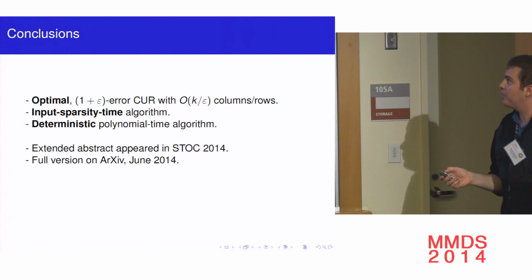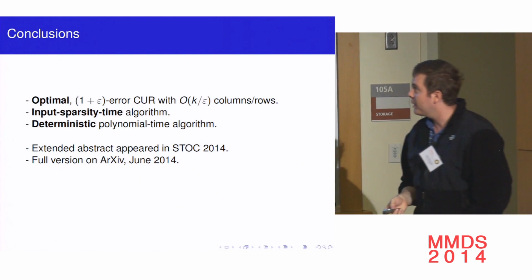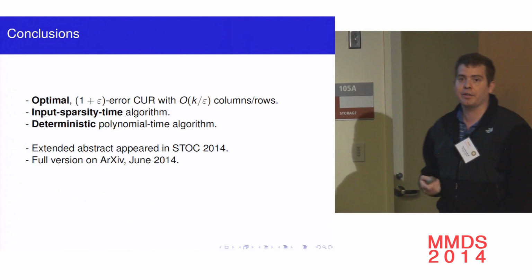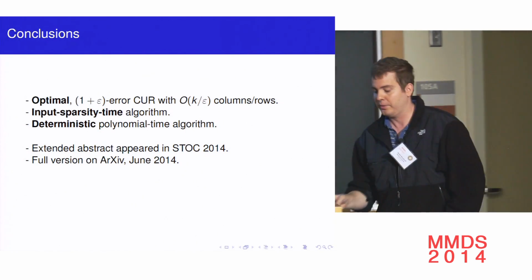So finally, just to conclude, we get the optimal combinatorial parameters for CUR in input sparsity time and also deterministically in a larger polynomial time. If you're interested, an extended abstract appeared in the last STOC, and there's a fuller version on arXiv. So that's all. Thanks.